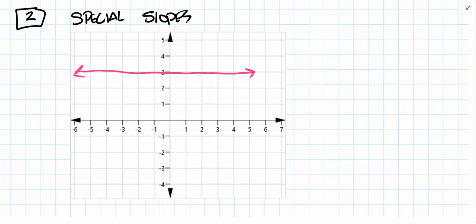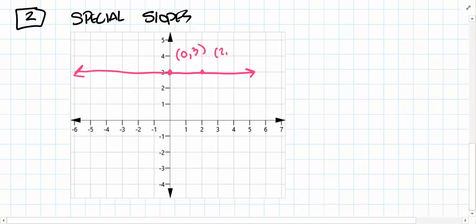Anybody? Yell them out. What have you got? 0, 3. I love it. Let's do 0, 3. Give me another point that's on that line. 2 comma 3. Okay, let's go with that. 2 comma 3. Let's compute the slope given those 2 points, right? So the slope is going to be y2 minus y1 over x2 minus x1.